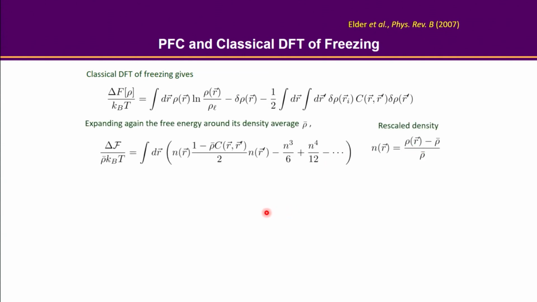So basically, we take the free energy difference relative to the liquid state, but you can also expand that free energy difference around some arbitrary reference density, let's say rho bar. So just do a straightforward expansion, and you can redefine a dimensionless density, right? It's rho minus rho bar divided by rho bar. And with a little bit of algebra, you end up with this free energy functional.